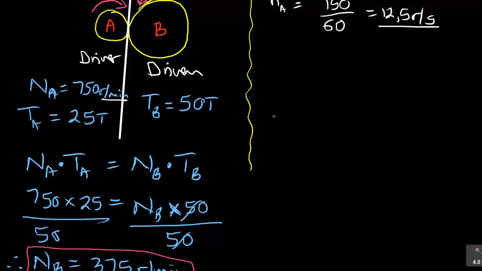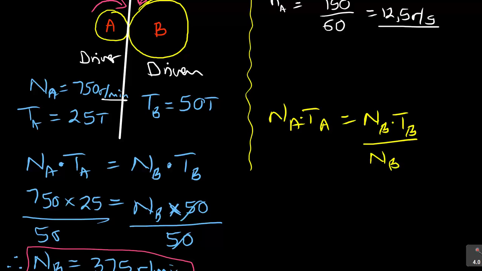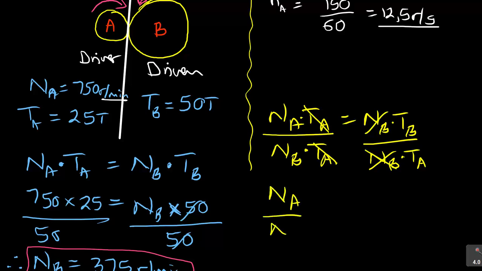How do you go about this formula? NATA is equal to NB dot TB, even if you didn't write the dot, but it's still the same. Now look at this. If I want to divide by NB dot TA, what am I doing? I'm cancelling the TA this side, and I'm cancelling the NB this side. So you see what I'm doing? So here I'll be having NA over NB. See that? So the ratio of A is to B is equal to TB over TA.